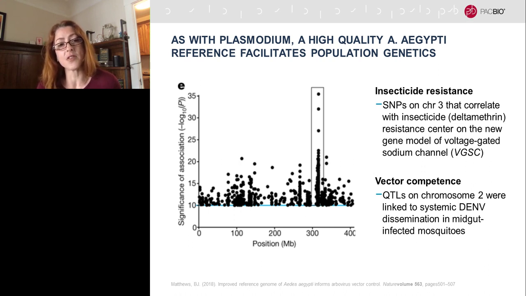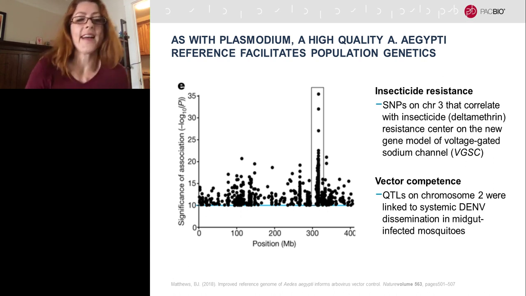So hopefully this is only the first of lots of discoveries of this kind that are going to help researchers hone in on genes that are most important for things like insecticide resistance or vector competence. Right? And in the area of vector competence, not shown here, but I encourage you to read the paper, there were a number of quantitative trait loci on chromosome 2 that were linked to systemic dengue fever dissemination in midgut infected mosquitoes. So also very promising.